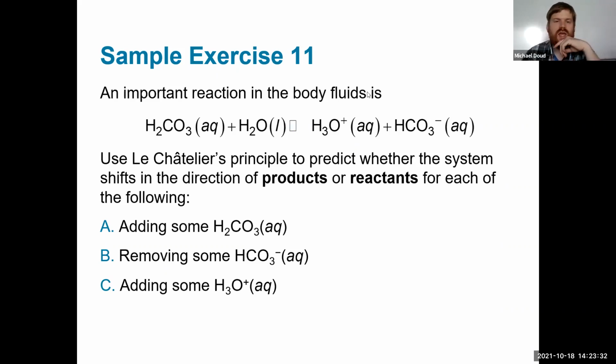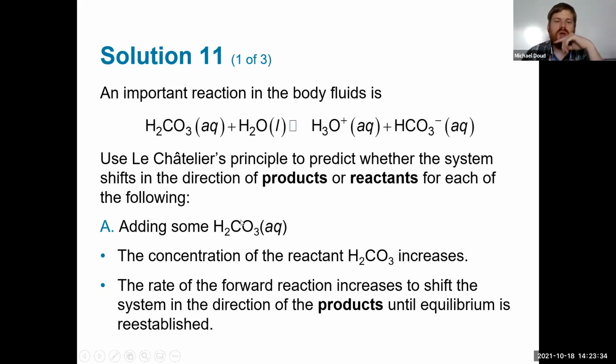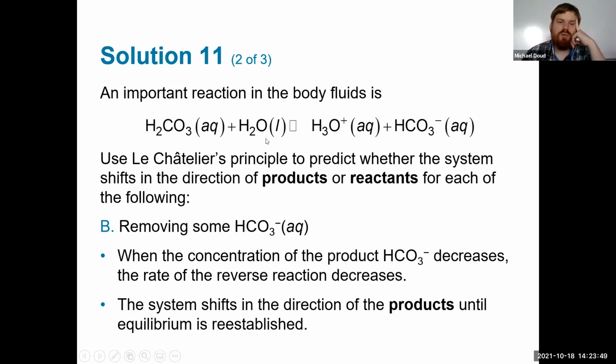Okay, so let's go ahead and look at the answer. If you add carbonic acid, that means you're adding in a reactant. If you increase the concentration of the reactant, the forward rate is going to pick up, and so the equilibrium will shift towards the products. If you remove some hydrogen carbonate, that means you're removing some of the product. And in order to resist that change, the forward reaction will increase to basically fill in the hydrogen carbonate that you're losing. So it shifts again towards the products.